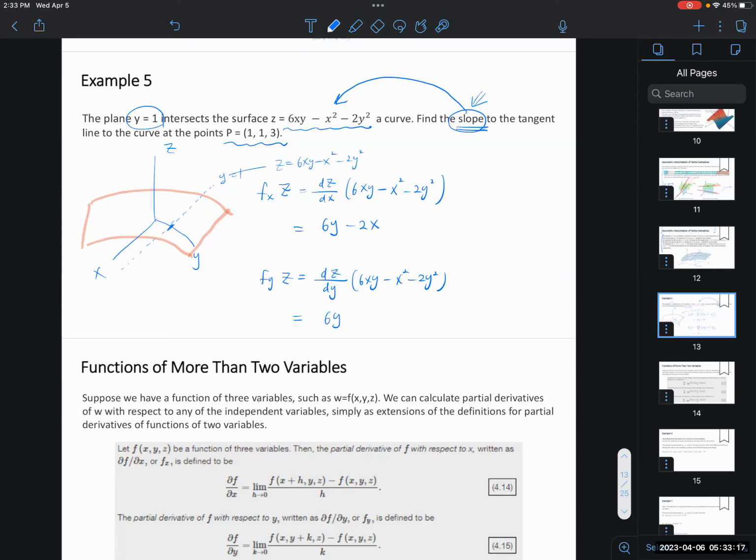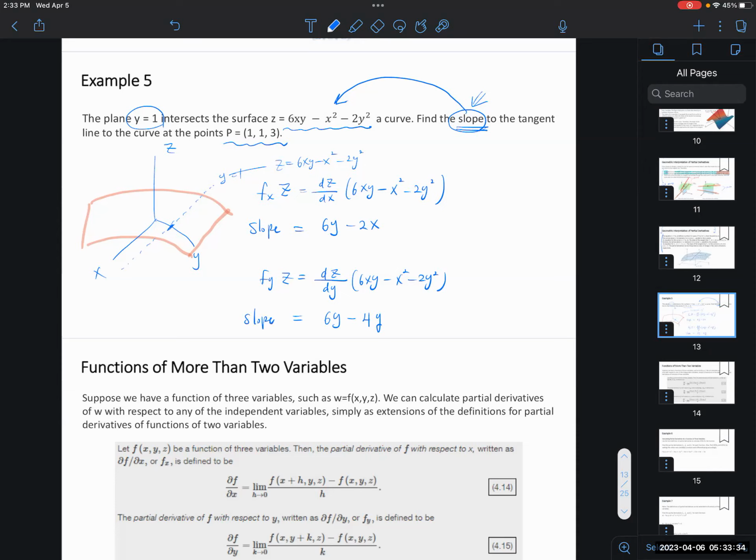This is going to be 0, and we have 4y remaining. Am I correct? So now we're almost done. Almost done. This is the slope. This is the slope with respect to x or y variable.